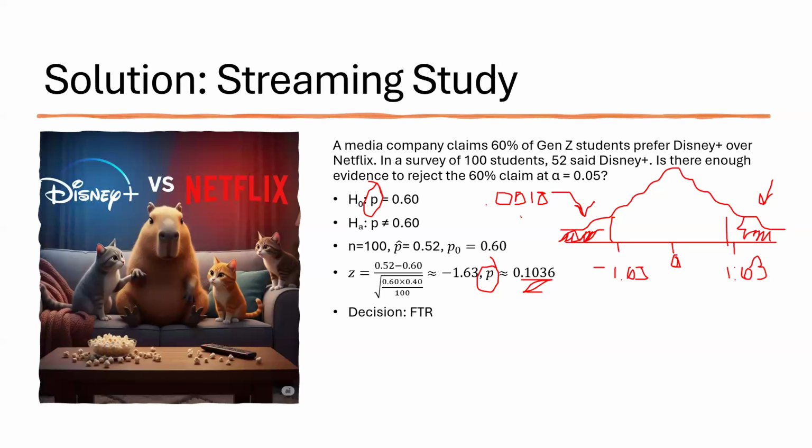All right, step 5 is to compare the p-value to alpha and make a decision. We're using alpha equals 0.05. Our p-value is 0.1036, which is greater than 0.05. So we fail to reject the null hypothesis.